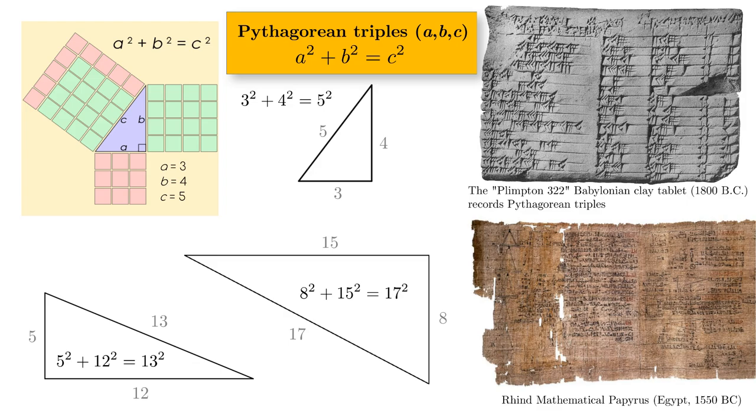Probably the truth of the theorem was not known in its general form, but for specific triangles of integer sides. For example, the simplest such right triangle has sides of 3, 4, and 5 units. By the way, triplets of integers that can be the sides of a right triangle are called Pythagorean triples, and the corresponding right triangles are called Pythagorean triangles.